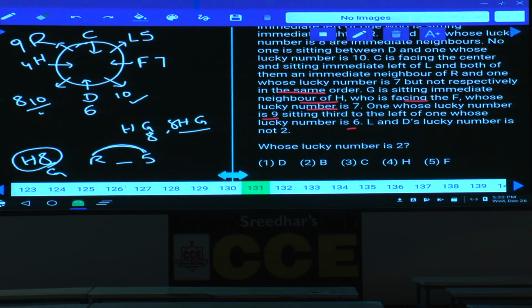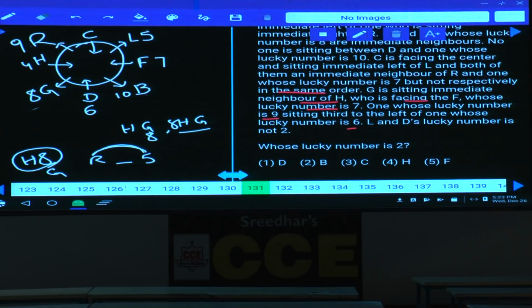L and D's lucky number is not 2. Then as H is here, H's adjacent is 8. 8 must be at this place. And if H is 8, and G and these two persons are adjacent, G will also be here. Then who are the persons left over here? 10 will be here. If 10 is here, then who is the person left over? B is the person left over.